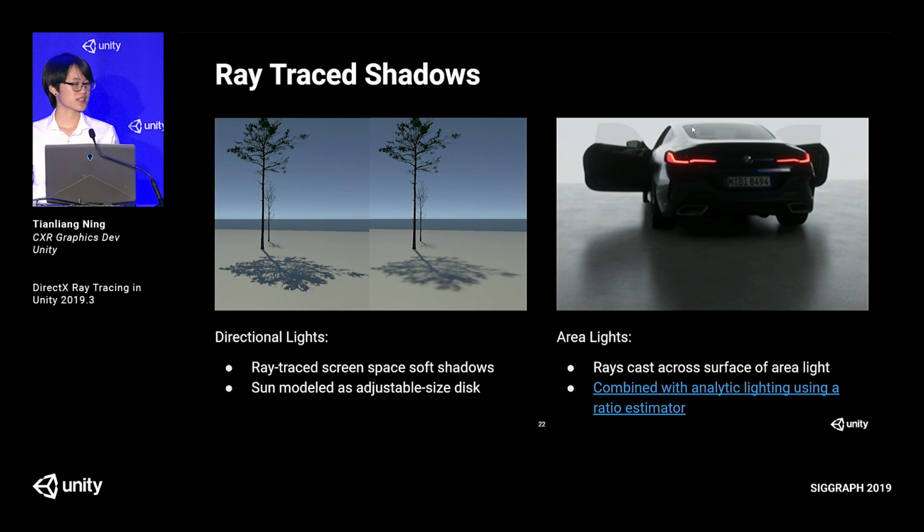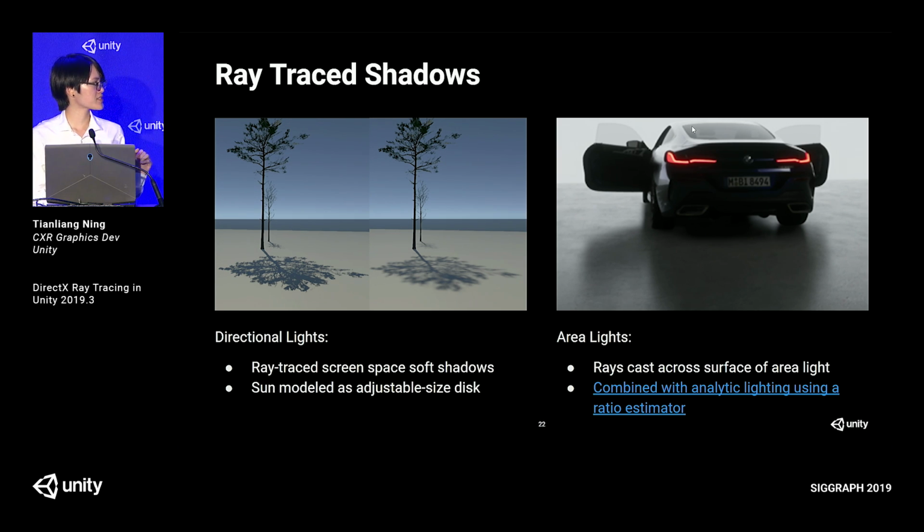Next, we have shadows. So for directional light, the shadows are ray traced by casting rays across a disk that is used to model the sun or the source of the directional light. And the size of that disk may be adjusted, and the two images that you see there are just on the left hand you have a slightly smaller disk size, and on the right hand you have a slightly wider disk size. For area lights, we also cast rays across the surface of the light source, but the shape is, instead of a disk, the shape of the actual area light.